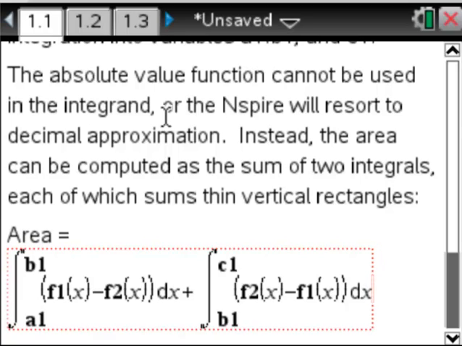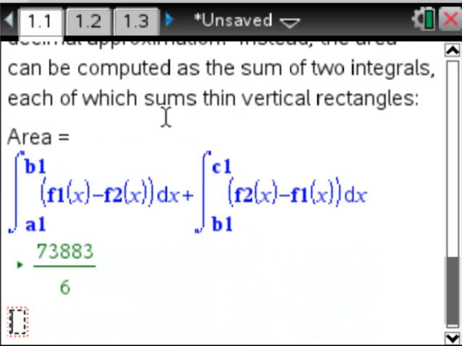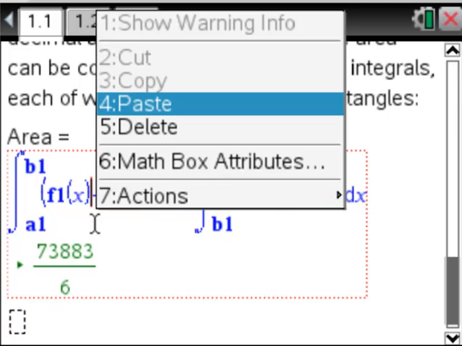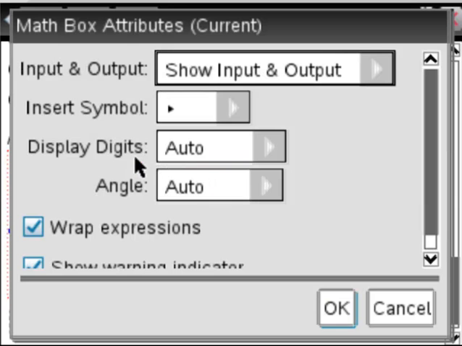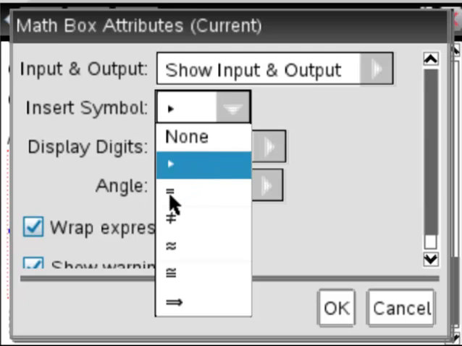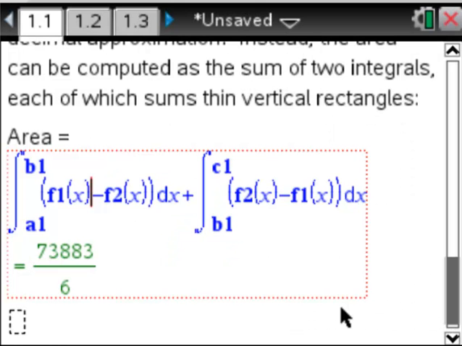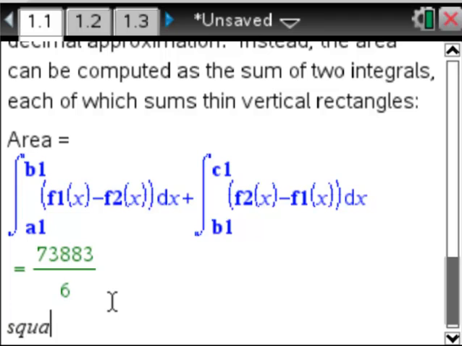Let's see if we can get exact out of this. Enter. Okay. Got something there. Looks like an exact result. First, let's fix up this box here a little bit. Let's make that little arrow an equal to sign. This is exact work. And maybe here we could also tack on the square units. Thus, we have obtained an exact area calculation.